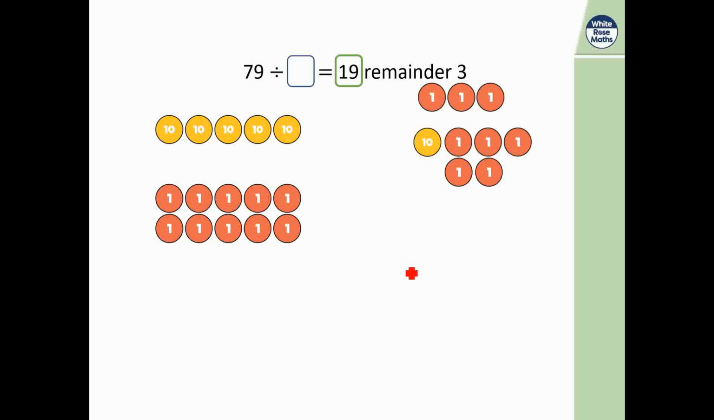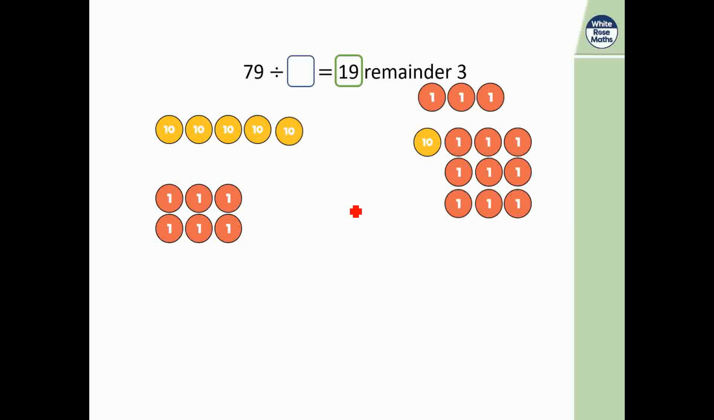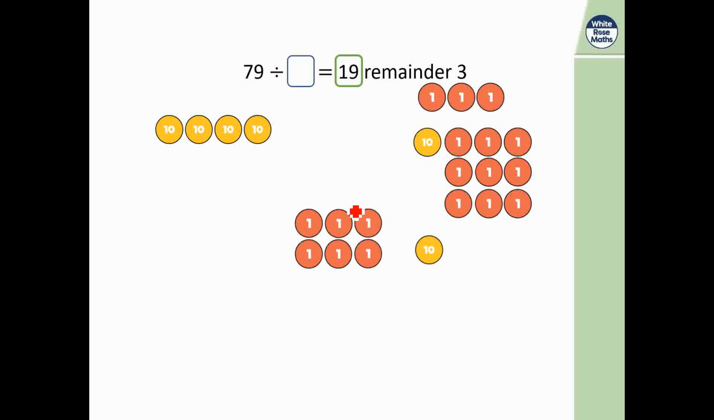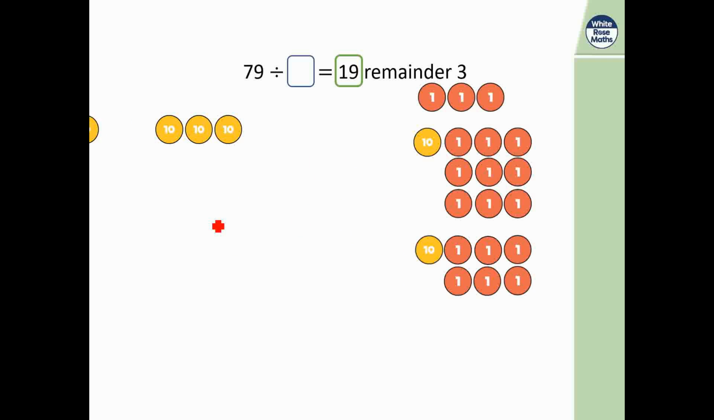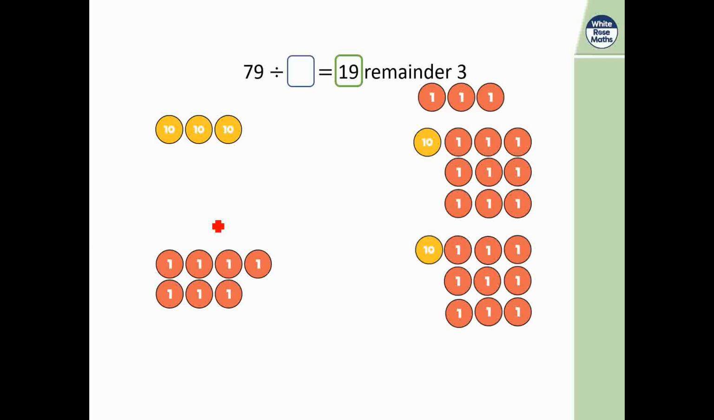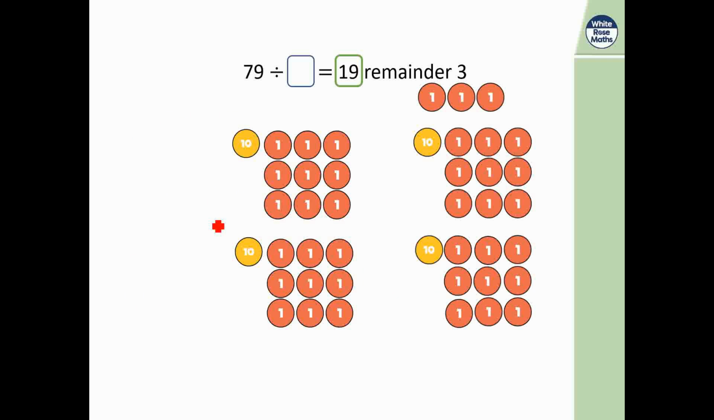Maybe they want to make 19. Let's see. Okay, that makes sense now. They're making 19 here. Now they're going to make another 19. They need to change this 10 into ones. That's another 19. And I guess they've changed them all into 19s. So how many groups of 19 do we have? 4, yeah. So 79 divided by 4 equals 19, remainder 3.